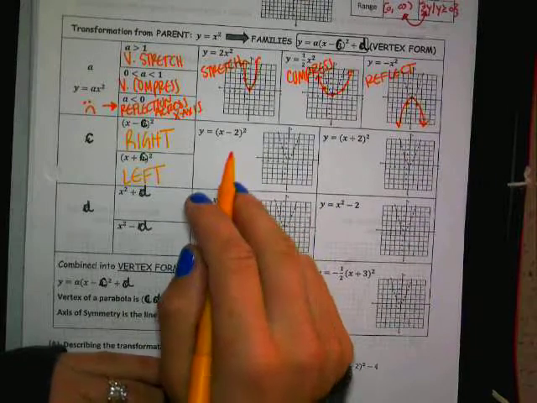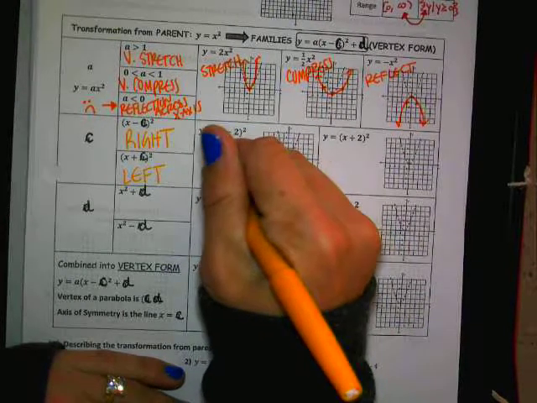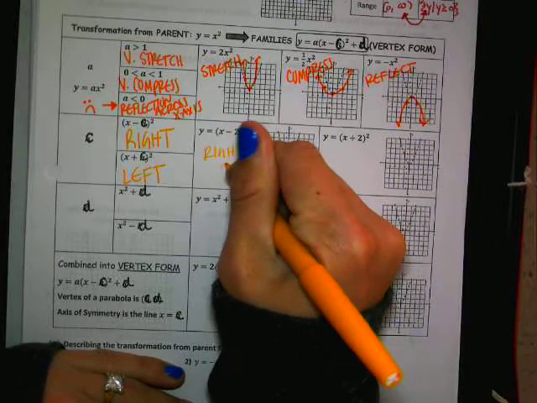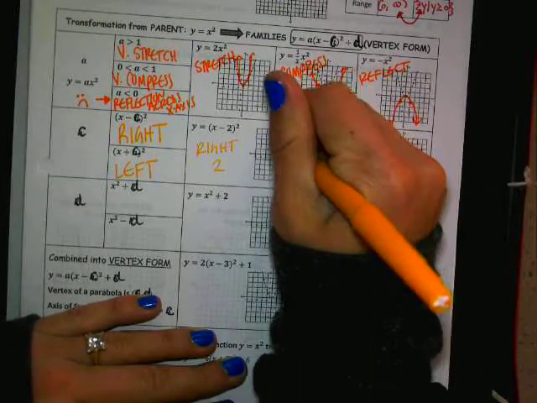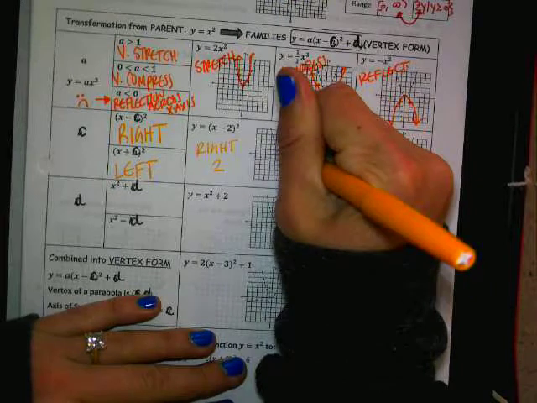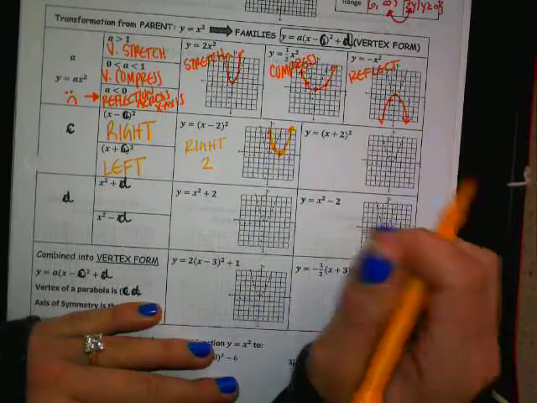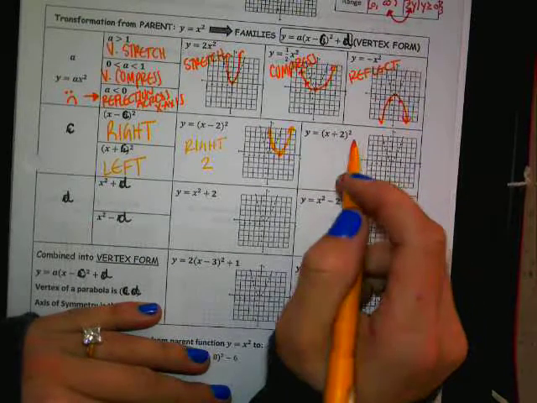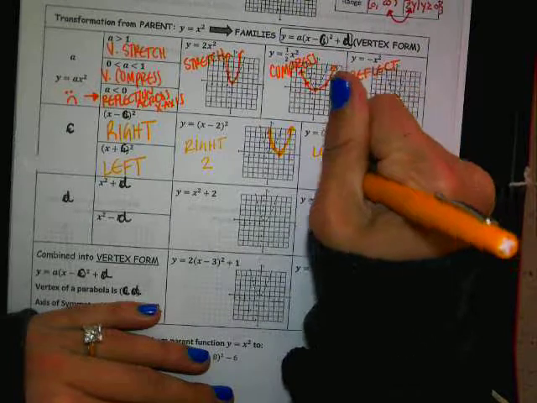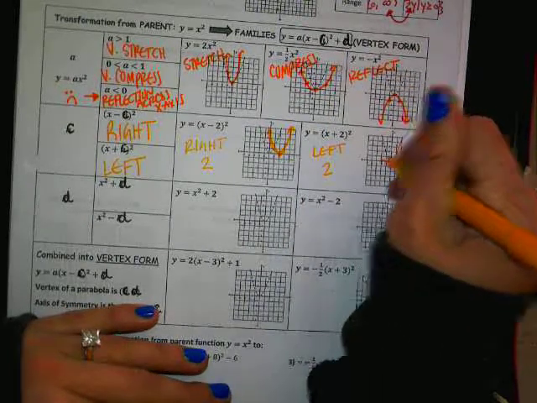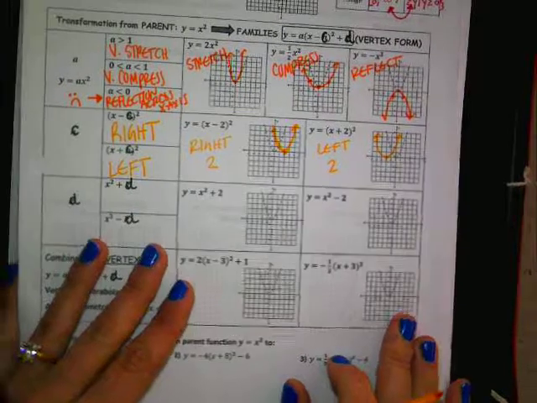All right, so on this one, what kind of transformation is that? Right 2. So on the graph, you are going to shift it to the right 2. And draw your parabola. Which way is this one going? Left 2. So we're going to go to the left 2. Draw the parabola.